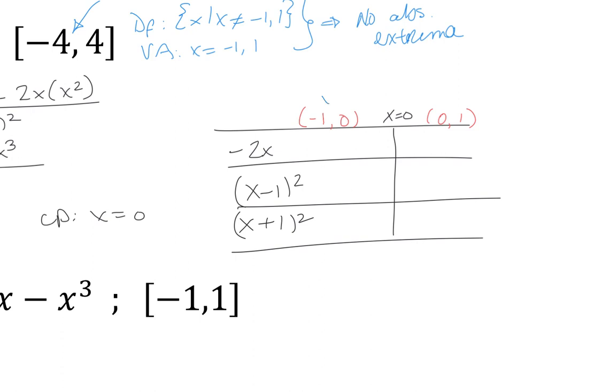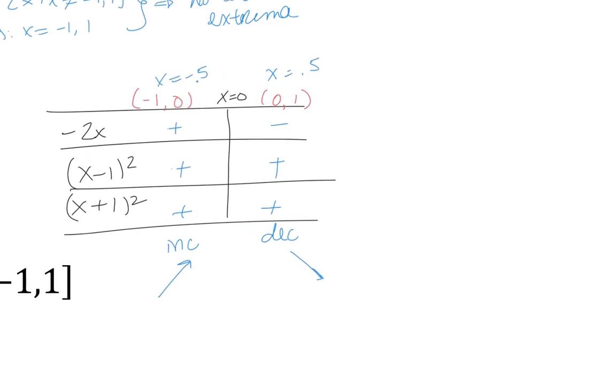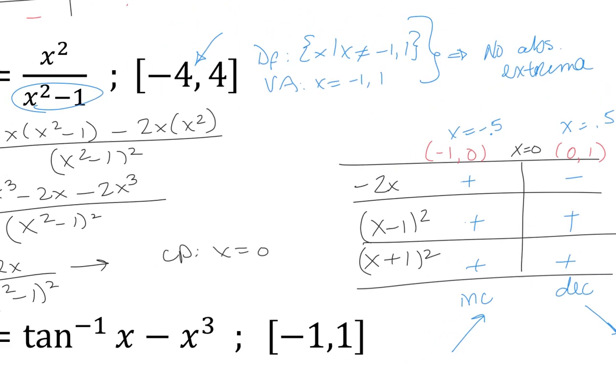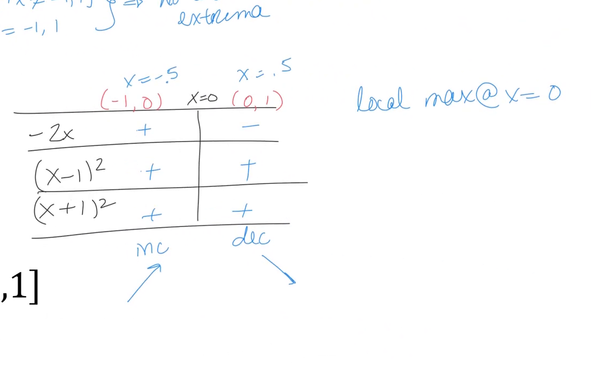So I'm going to choose, say, x is equal to negative 0.5. So this will be positive. These will be positive regardless of what happens. And then I'm going to choose x is equal to 0.5, and this is going to be negative. So I'm increasing, and then I'm decreasing. So I'm increasing, decreasing. So that tells us, and remember we have no absolutes, that I have a local max at x is equal to 0. I put 0 into the original function, and I'm going to get 0 out. So the local max at x equals 0 is 0. And that's it for that one.